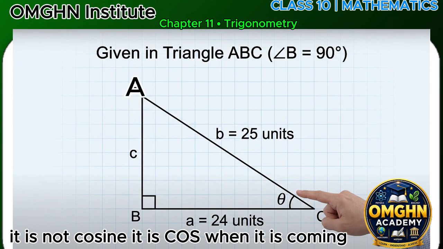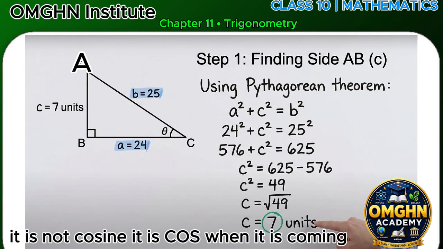Okay, students, since the right angle is at B, side AC is the hypotenuse. We are given B equal to 25. Therefore, AC is 25 units. We are also given A equal to 24. Therefore, BC is 24 units. We need to find AB.